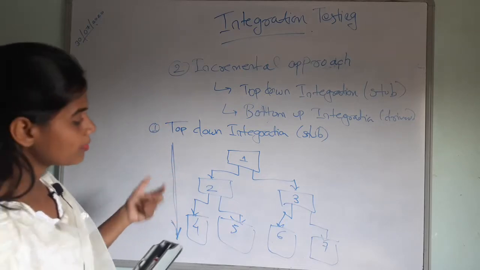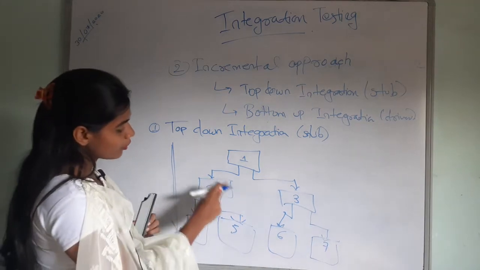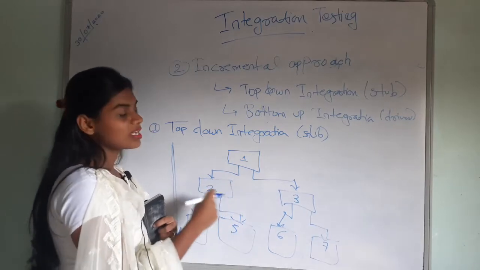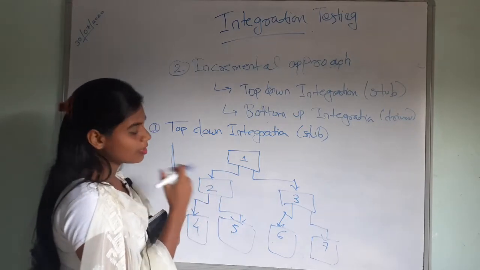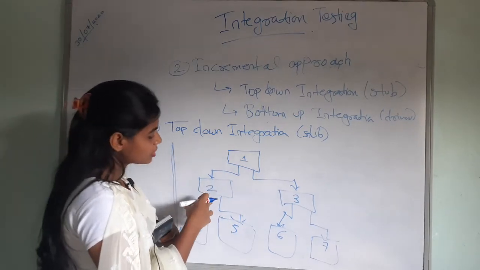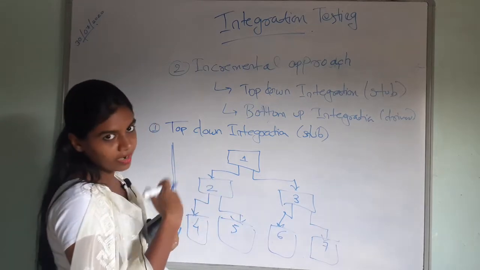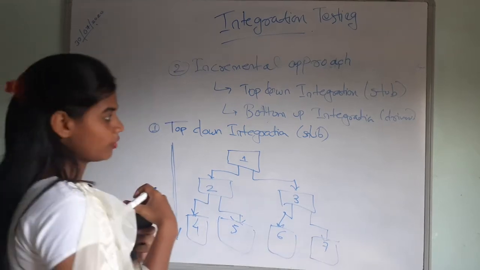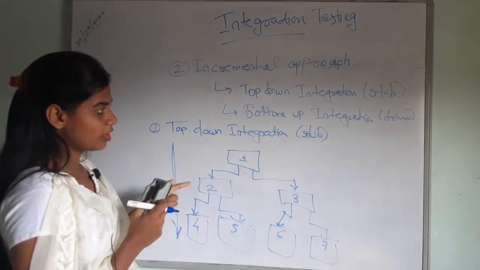Stubs are sometimes dummy code. Sometimes these modules are not developed yet for module 1. Then here we can use a stub. So that's why top-down integration is nice. In top-down integration, the bug is easily found out. That is the advantage we get in top-down integration. So that is top-down integration.